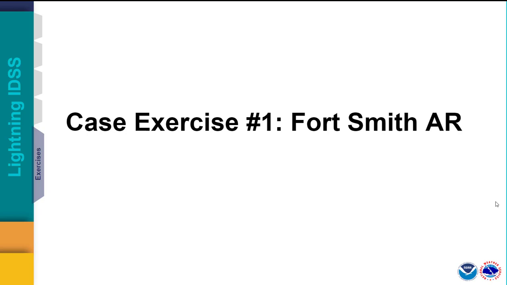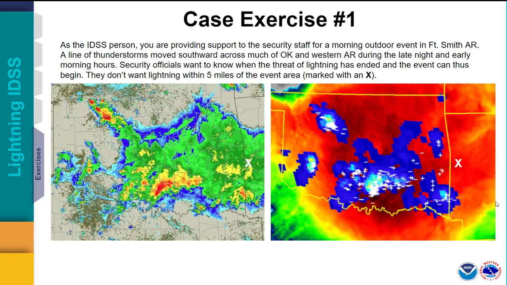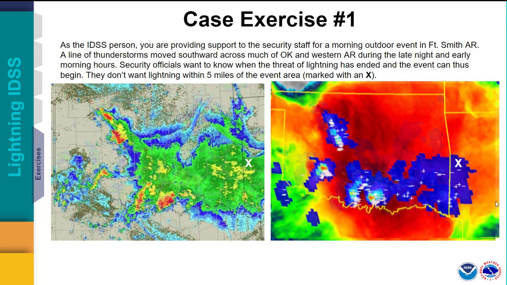This first exercise will be providing lightning IDSS for an outdoor event in Fort Smith, Arkansas. A line of thunderstorms moved southward across Oklahoma and western Arkansas. Radar shows a large stratiform precipitation region in its wake, extending across eastern Oklahoma and western Arkansas.